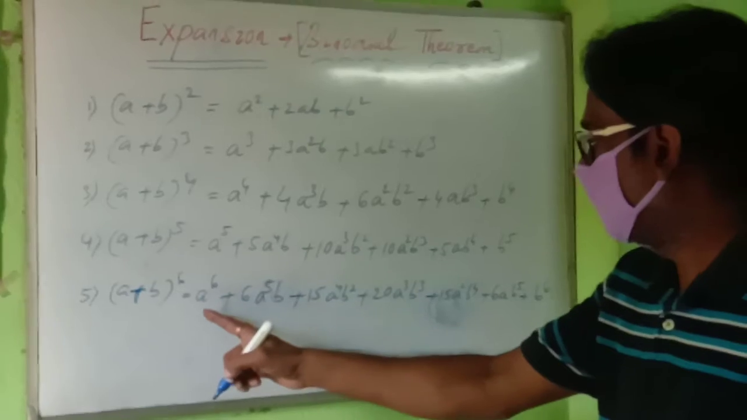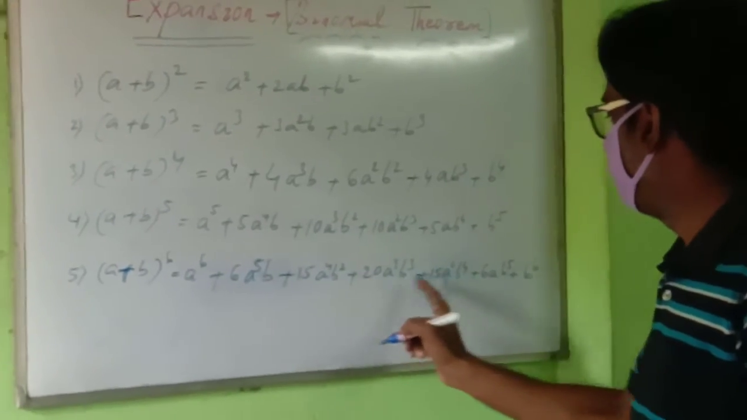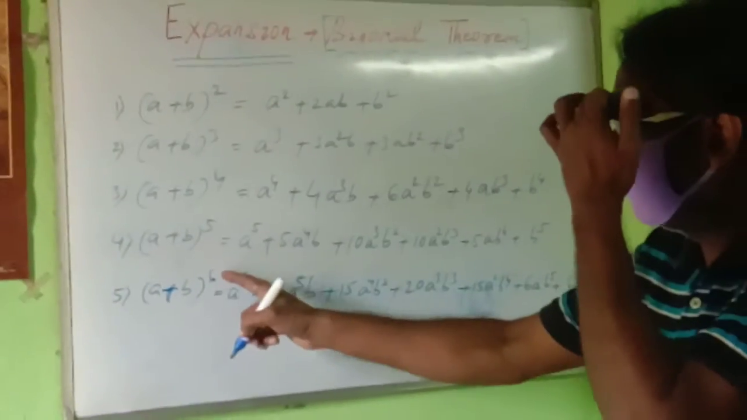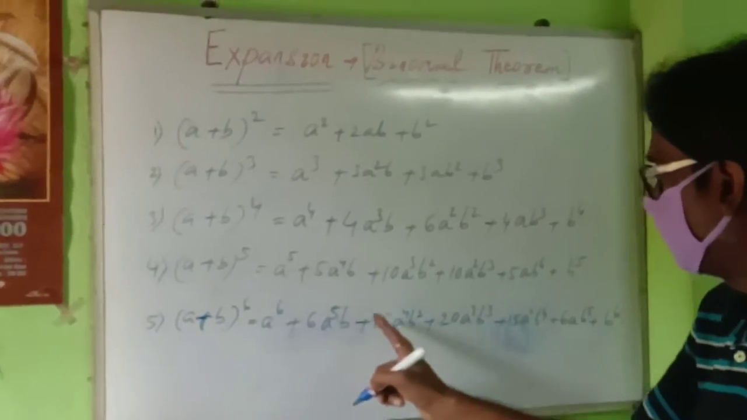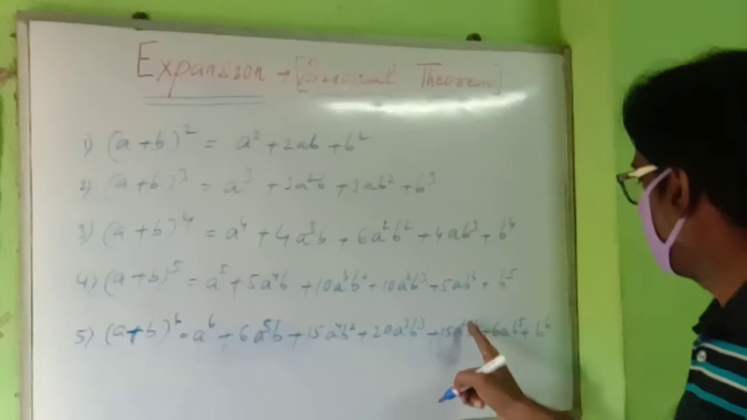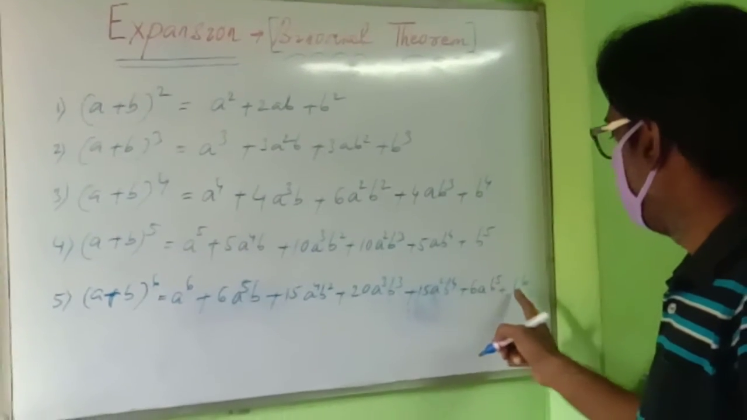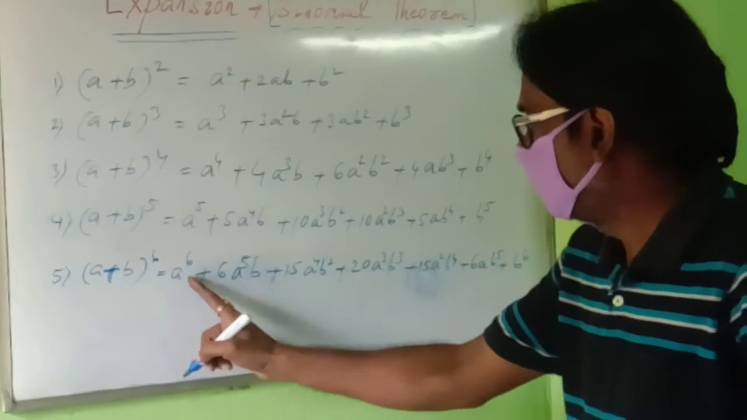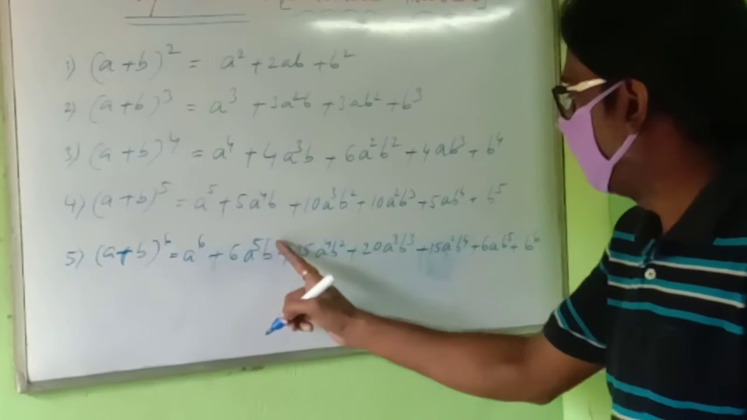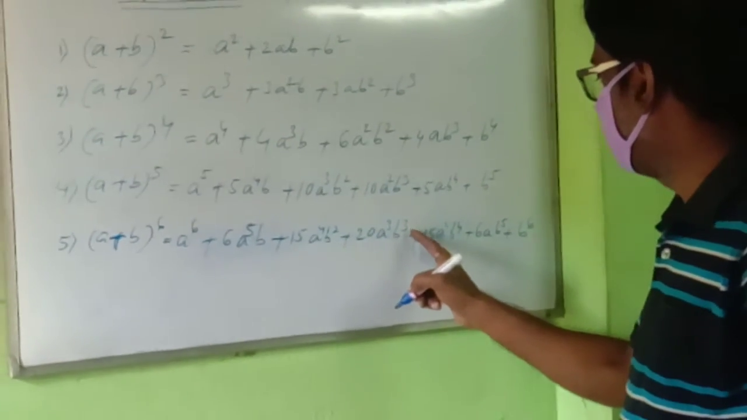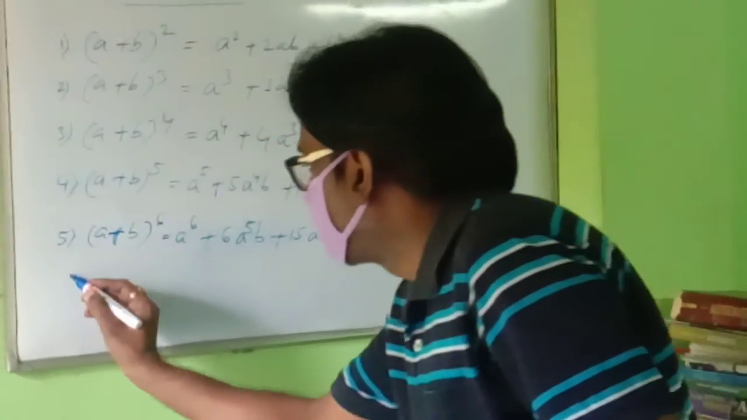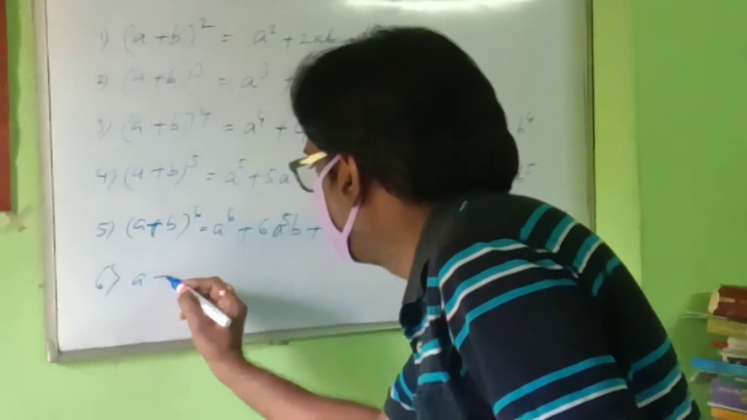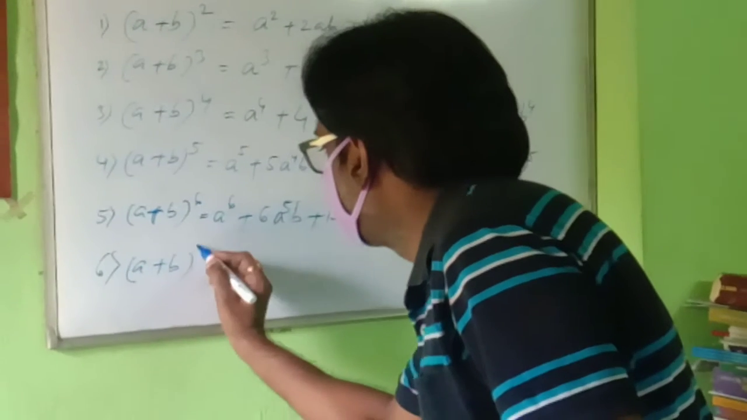Total how many terms are there? 1, 2, 3, 4, 5, 6, 7. Because power is 6, the highest power is 6, meaning it will be a to the power 6. Next a5, a4, a cube, a square, a to the power 1, a0. Power of b, here nothing, means b to the 0, then b power 1, b power 2, b power 3, b power 4, b power 5, b to the 6. Next I am going to number 6, that will be a plus b whole to the power 7.